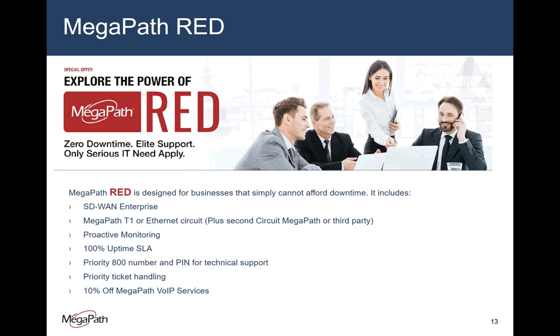With a second circuit which does not have to be MegaPath. So basically your customer profile is SD-WAN Enterprise, 2 circuits, one of which has to be MegaPath. And if you fit that bill, you are considered a MegaPath Red customer. And as a Red customer, you get a number of things.